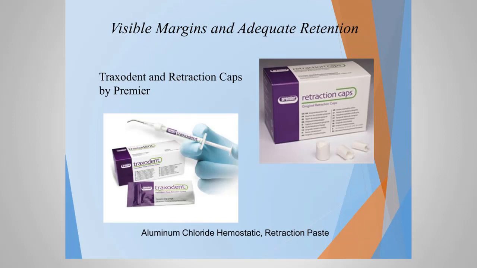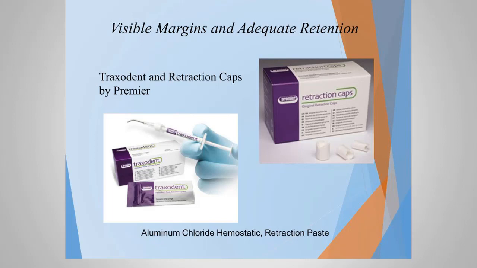Visible margins and adequate retention. We try to make these margins more visible, not just for us in making the temporary, but for the lab in making the final restoration. The better visibility they have of those margins, the better chance the lab has of making a good final restoration. As far as the temporaries are concerned, having these margins visible makes it easier for me to make adjustments and to trim these temporary crowns in a way that's going to fit well and be pleasant for the patient to have.